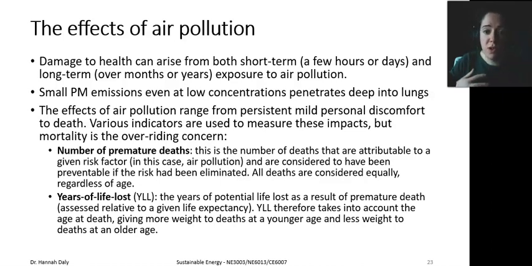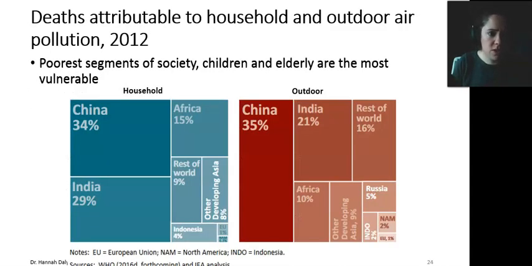And let's say they should have lived for 80 more years. If it was a baby who died, that would be 80 years of life lost. If it's an older person and their life was ended maybe 1 or 2 years faster than expected, then it would be two years of life lost. So this is weighted to take into account that younger people dying lose more of their life from air pollution.